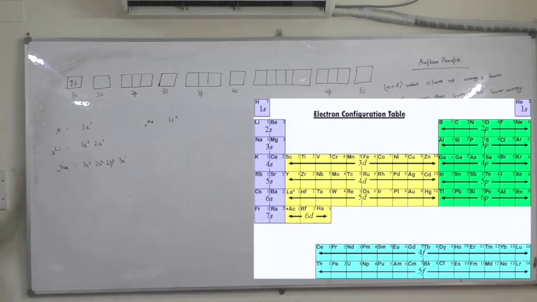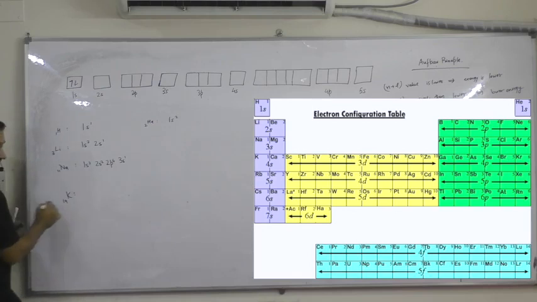3s1. What do you observe? The last electron goes where? In the s subshell. The electronic configuration ends with s1. Hydrogen is 1s1. Lithium ends with 2s1. Sodium ends with 3s1. So can you guess what potassium will end with? 4s1. Yes or no? Potassium will end with 4s1.